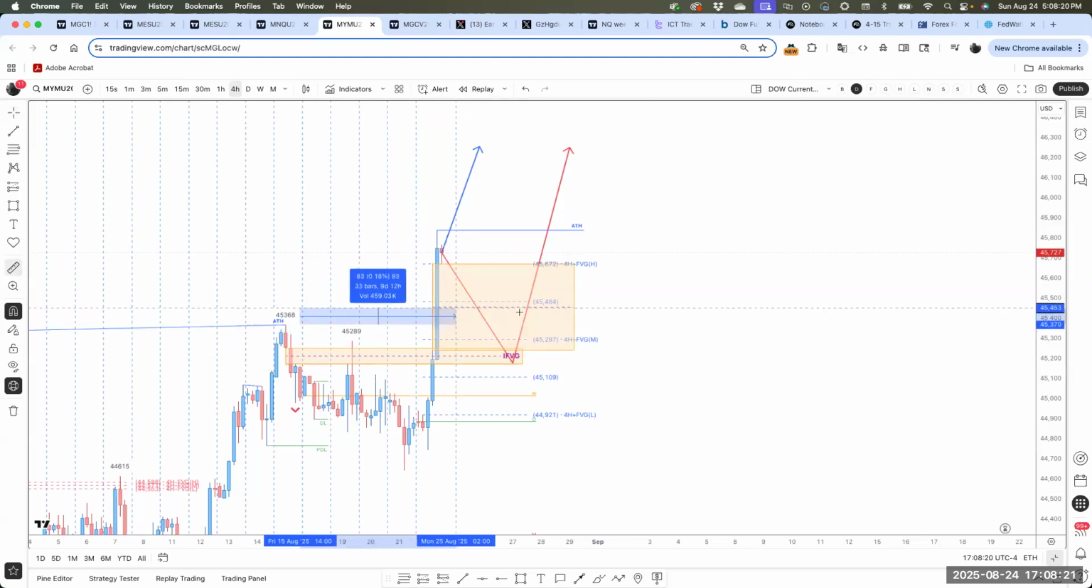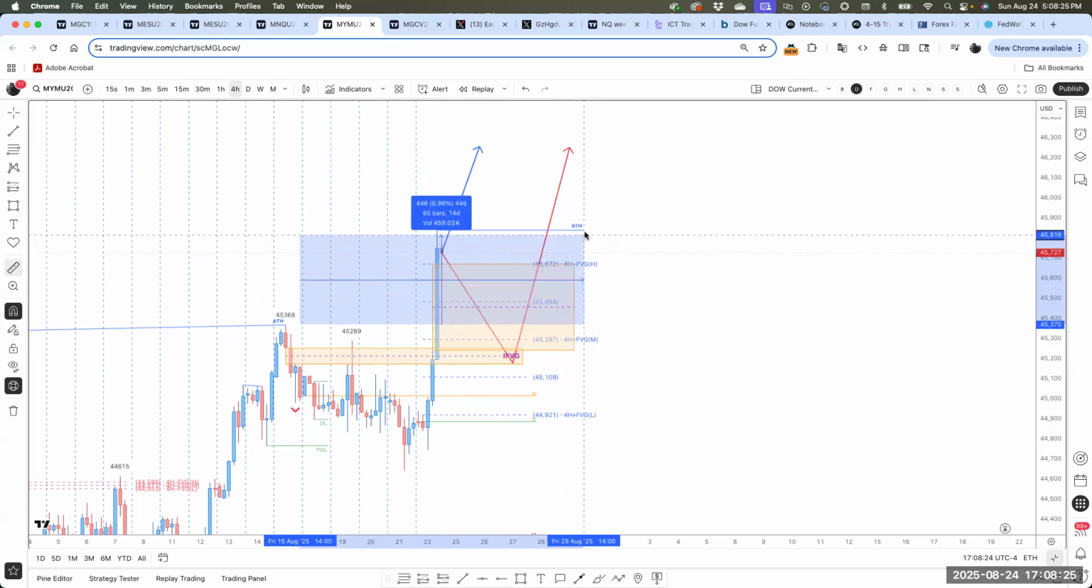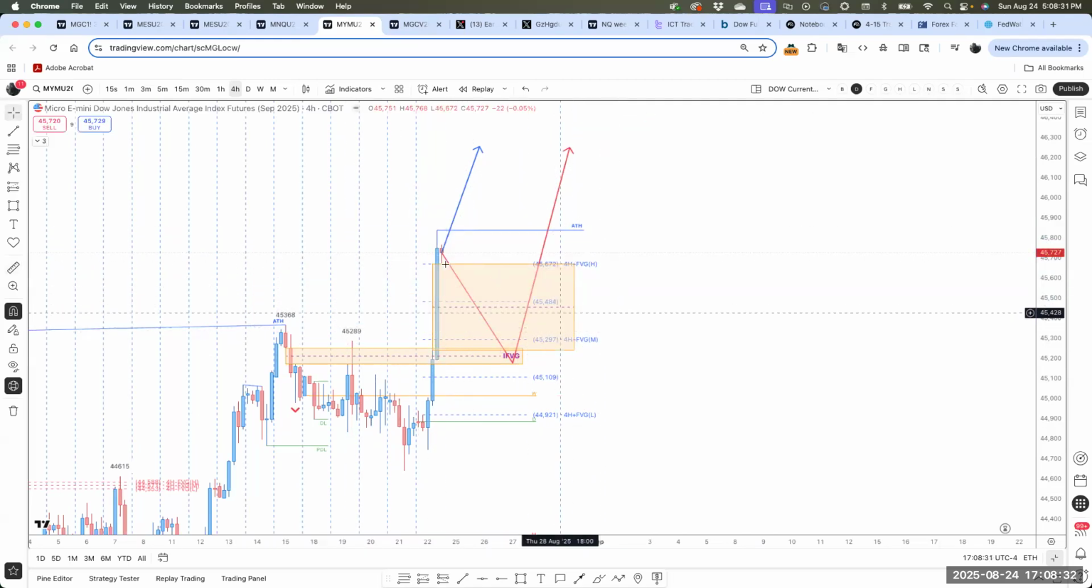45,386. So that's why I'm looking like, all right, cool, we might not get a deep retracement. We might retrace somewhere into this range right here. So at worst case, we do come down into this range, but if we're still going to buy, I don't want to see us lower than this 45,175 area.